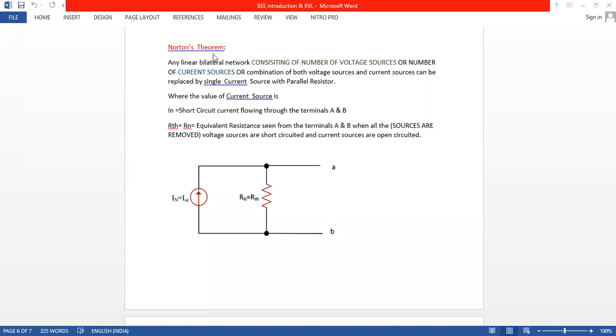So what is this Norton's theorem? Norton's theorem explanation is similar to Thevenin's theorem. What is Thevenin's theorem statement? Any student? Thevenin's theorem? Yeah.